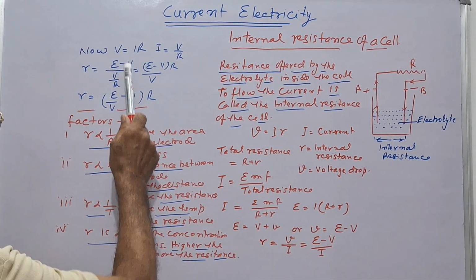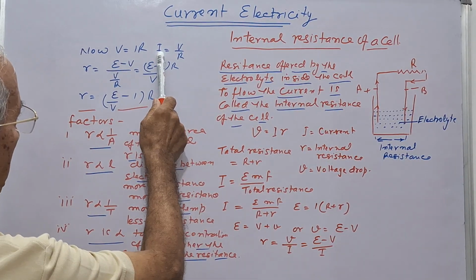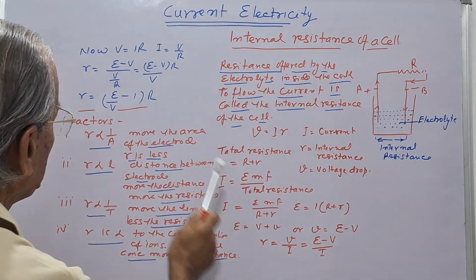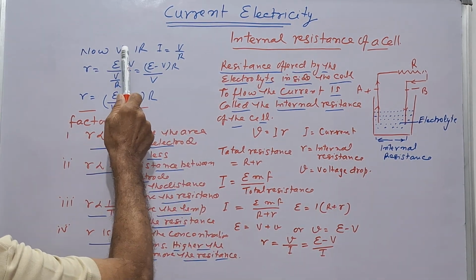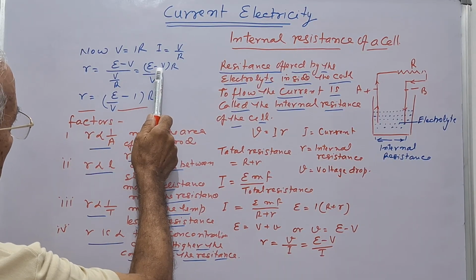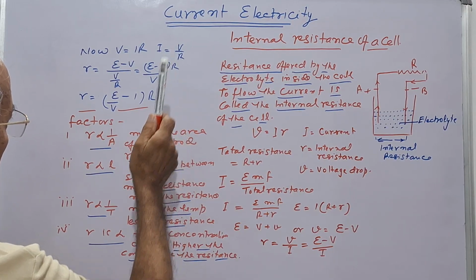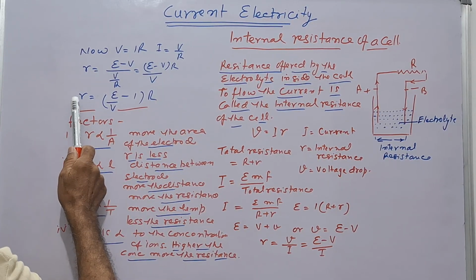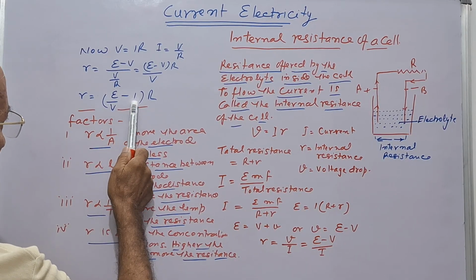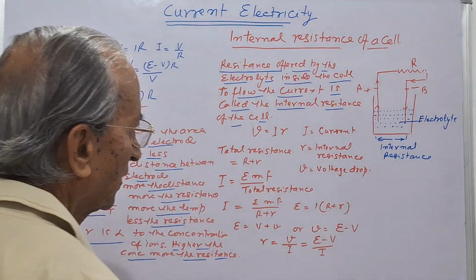Now we know V is equal to IR, then I is equal to V upon R. So putting the value of I here in this equation, we get r = (EMF minus terminal voltage) upon V upon R. So the internal resistance r is equal to (EMF upon V minus 1) into capital R. So this is the internal resistance.